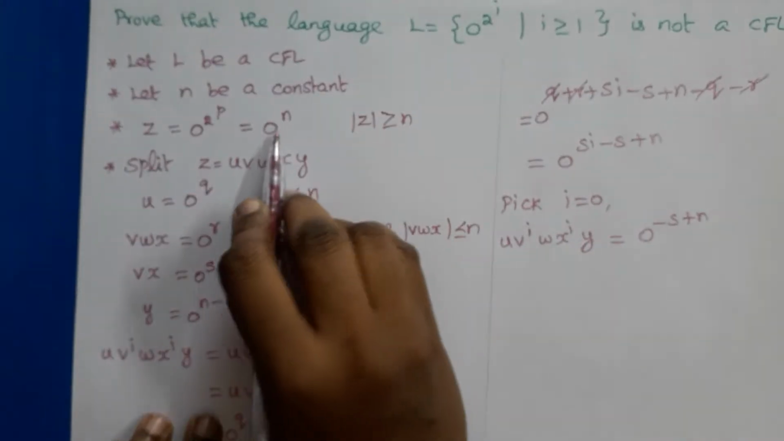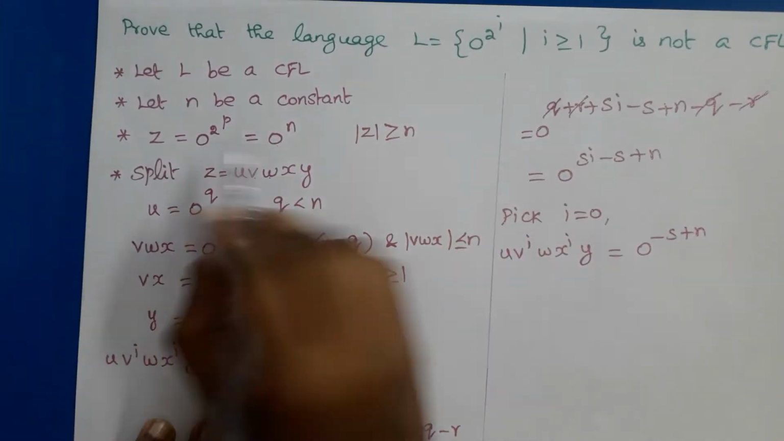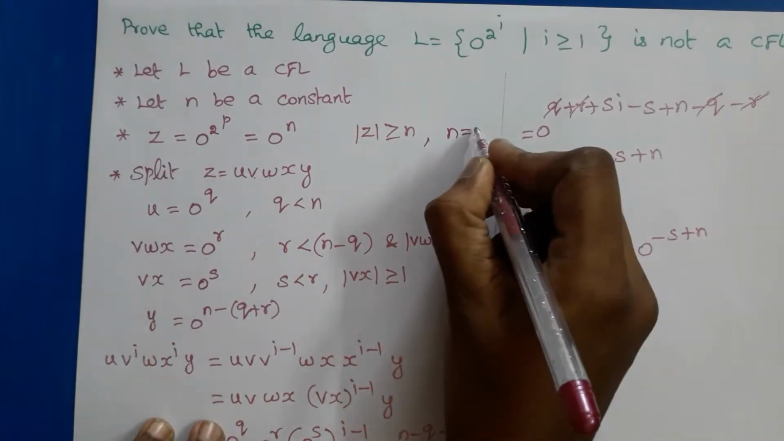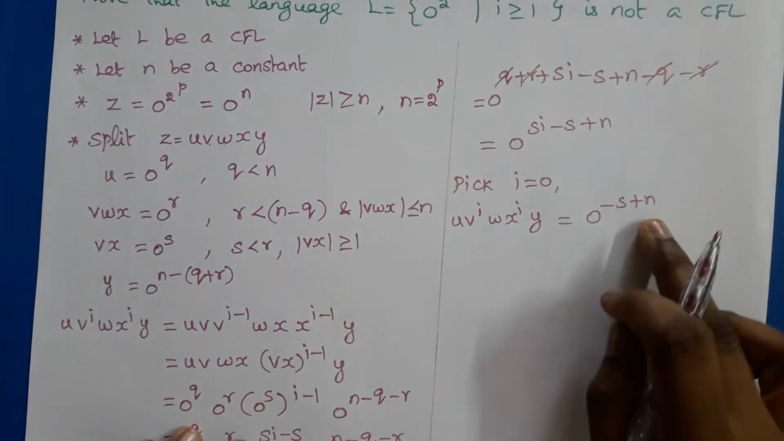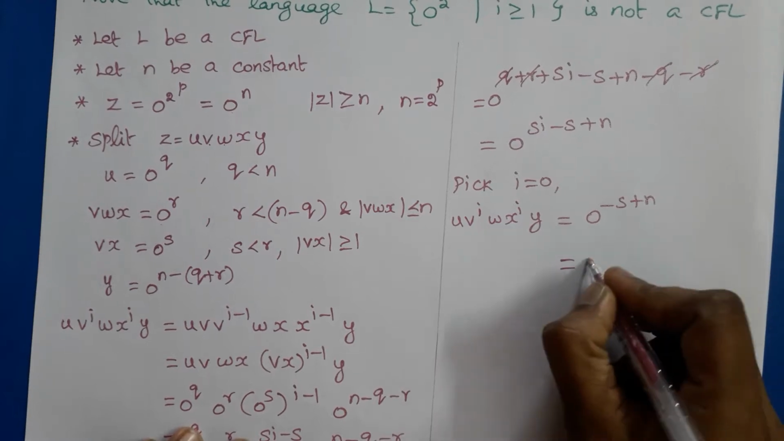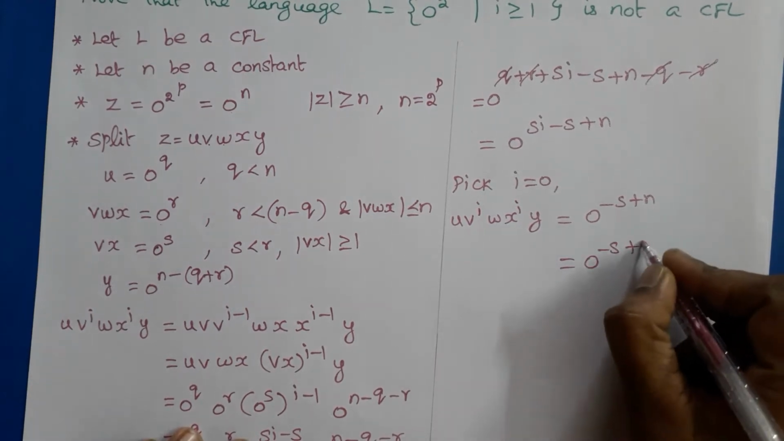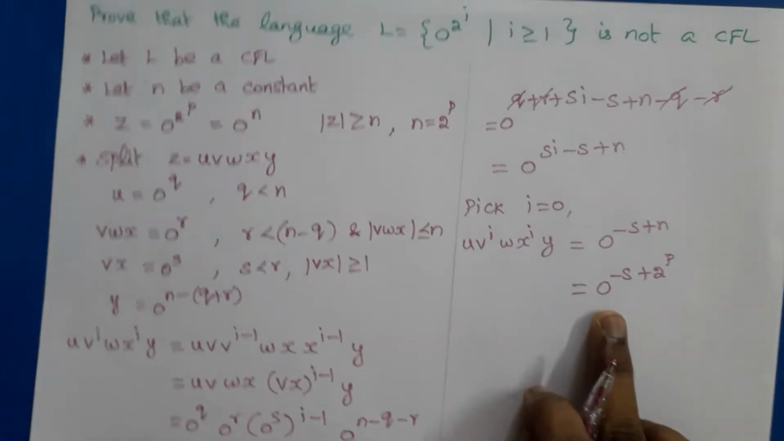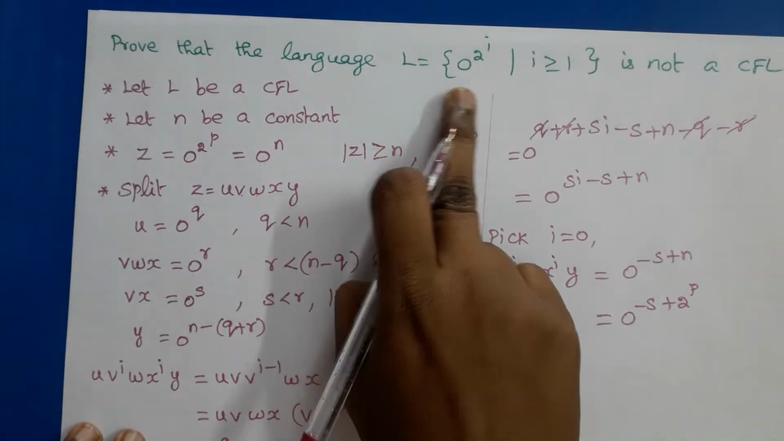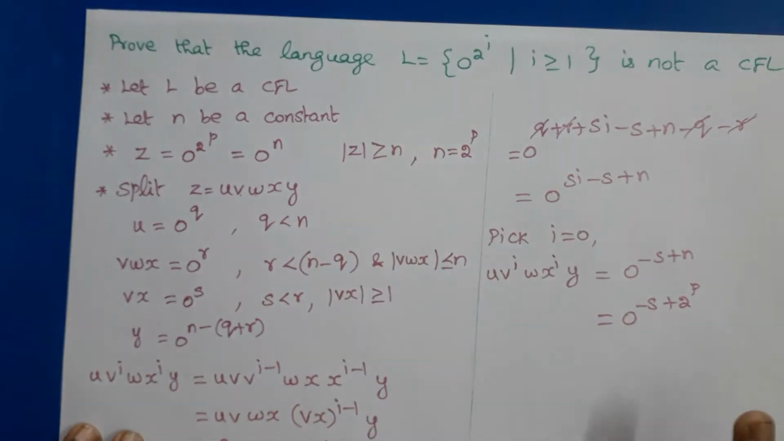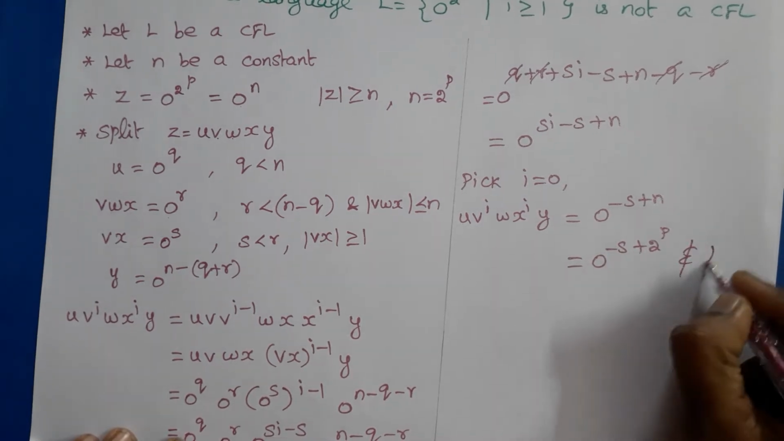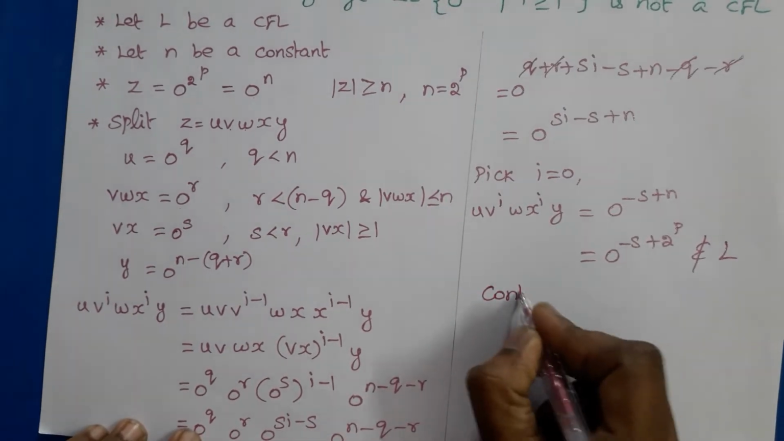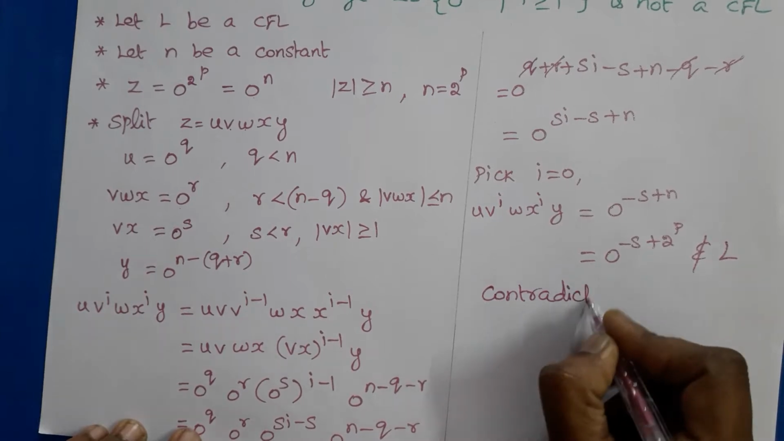Now we have to replace this N by 2 to the power P, right? So here N is equal to 2 to the power P, and this must be substituted now. So we get 0 to the power minus S plus 2 to the power P. But the language accepts only 0 to the power 2 to the power I. Here minus S is added, so it does not belong to L. So there is a contradiction.